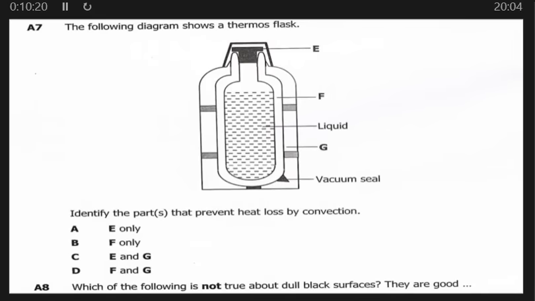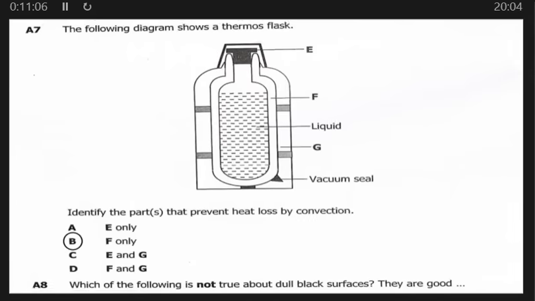So you should understand that convection is the process of heat transfer in liquids and gases through convection currents. So convection only takes place in gases and liquids. So when you look at this apparatus, which part of it tries to prevent heat loss by air or also by water? So here you can only see that it is only F. So F is a vacuum. So it is evacuated. Air is removed so that heat does not get conducted by convection. So the answer here becomes B.